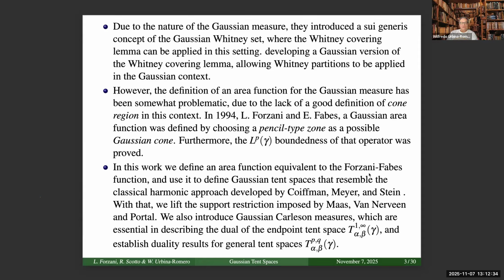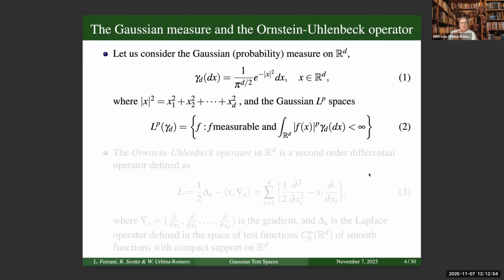Okay, so let's now consider a crash course in Gaussian harmonic analysis. Some of you have heard this before. So yes, we are considering the Gaussian probability measure in R^n, and then as usual we consider the Gaussian L^p spaces, as it should be, measurable functions that are L^p integrable with respect to the Gaussian measure.